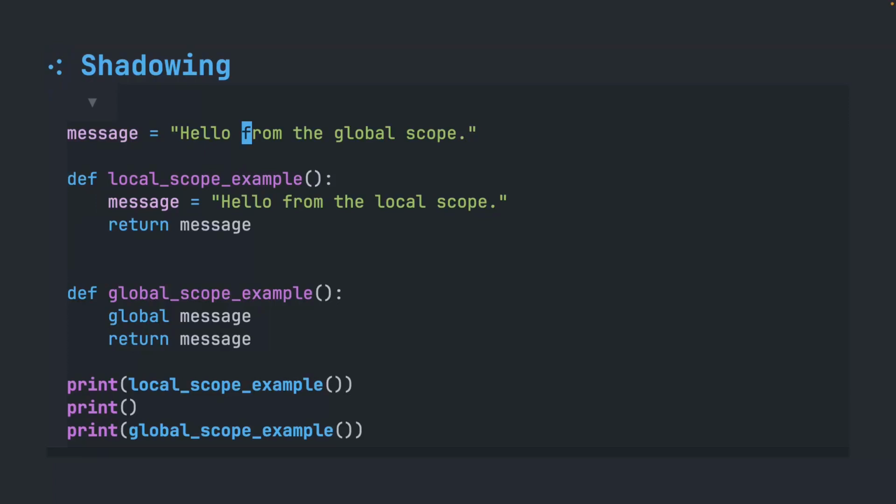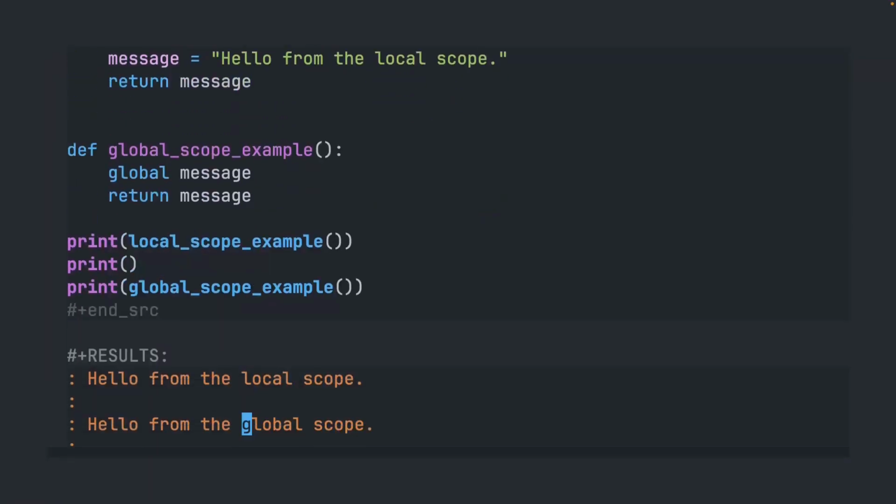If for some reason we need to use the global version of message inside, there is a global keyword. So here you can see that we've assigned this inside of the local scope example, and then we return it. So when we print it down here, we should get hello from the local scope. Here we said, okay, use the global message, return message. And so when I print it, I should get hello from the global scope.